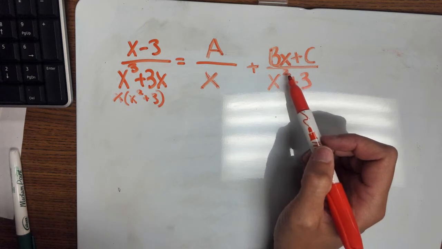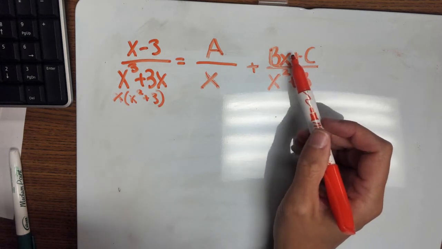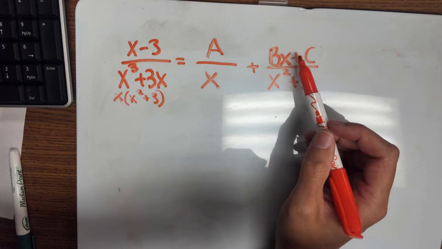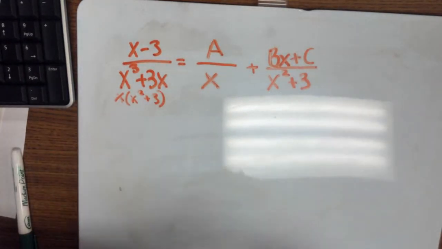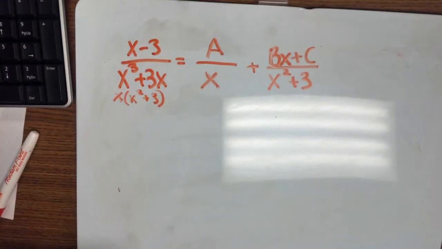So anytime you have a quadratic factor, you're going to put an x up top. If it was a cubic factor, you'd put an x squared, x, and constant up top. We probably won't work with those, but it just continues on in that pattern. From here, the process is the exact same.